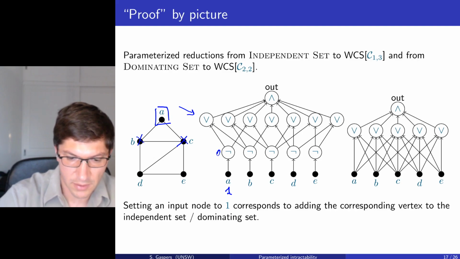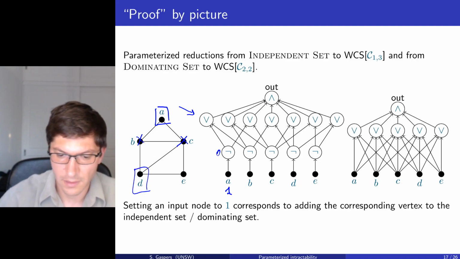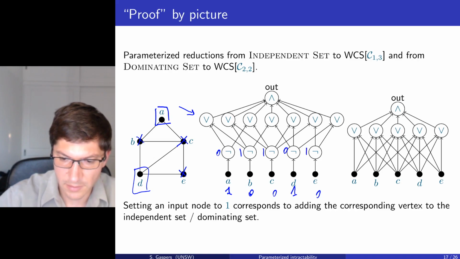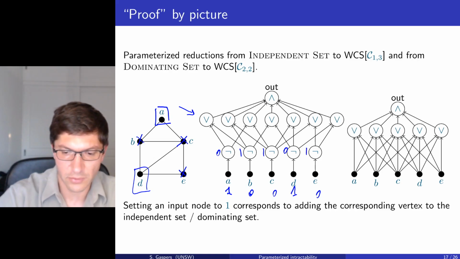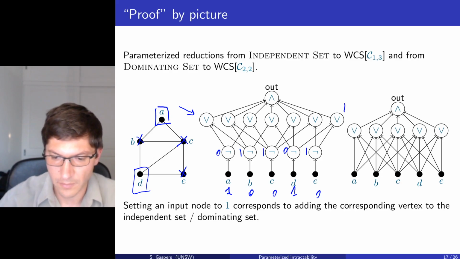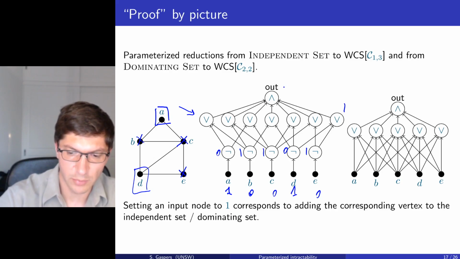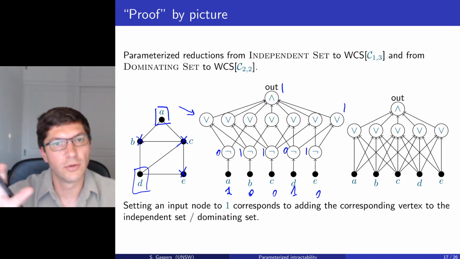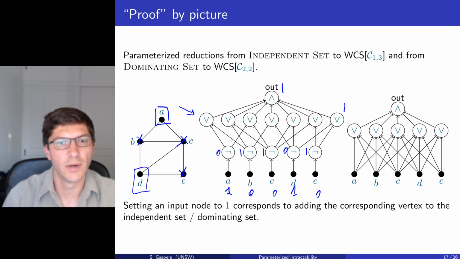But if we actually select some other set of vertices like A and D, set those to 1 and everything else to 0, then what happens? On the next level we get a 1 here, 1, 0, 1, and then we can observe that all of these ORs here are 1, and now the output is also a 1. So the only constraints that we need to encode is that for each edge of the graph, we cannot select both endpoints. And then an independent set of size k in the graph corresponds to an assignment of weight k in this circuit.